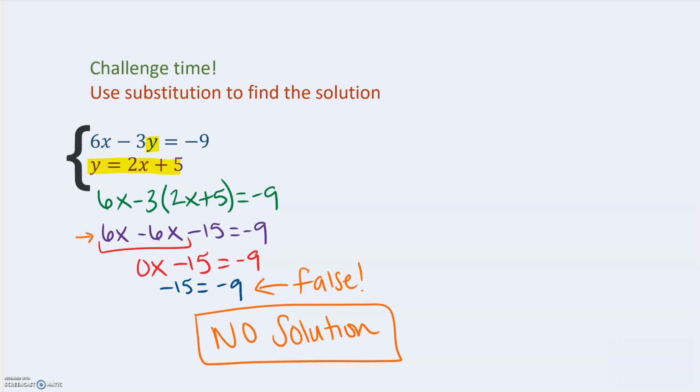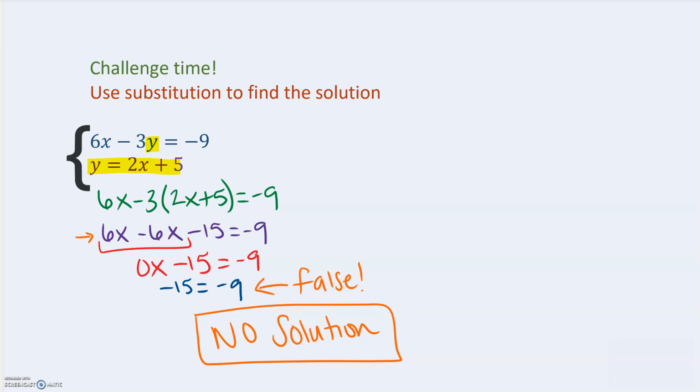If you owe me $15, that is not the same as saying you owe me $9, right? They're not the same. So when this happens, when we get two numbers equaling each other, but those numbers are different, we have no solution. And if you remember back when we were graphing, no solution meant that we had two parallel lines. And that's really what's happening here. These two lines are both parallel.